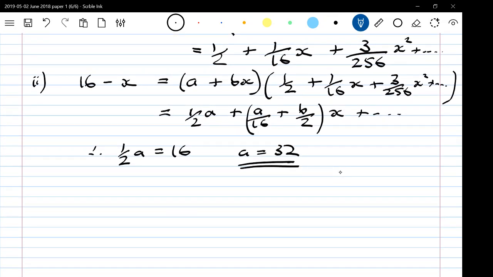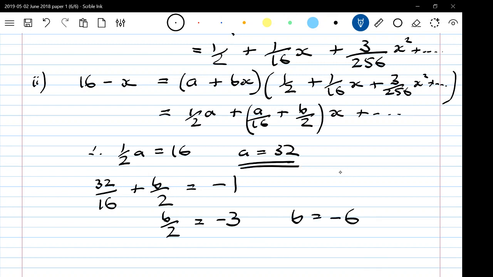And 32 over 16 plus b over 2 is equal to minus 1. So that is 2 plus b over 2 is minus 1. So b over 2 is minus 3. So b equals negative 6. I don't think you had to put it back, you just had to find a and b, didn't you? Yes, just find the values of the constants a and b. So 32 and minus 6.